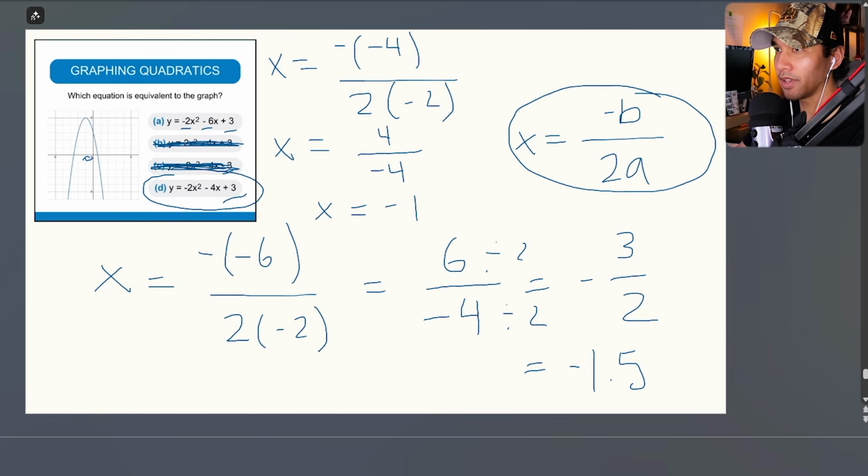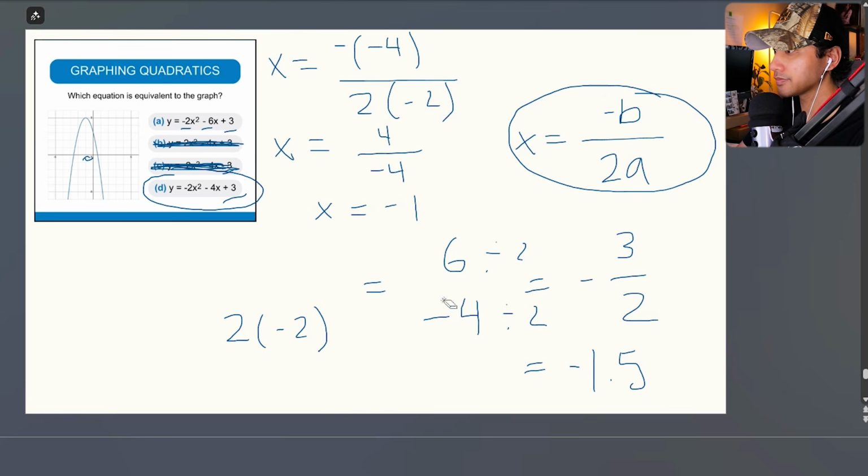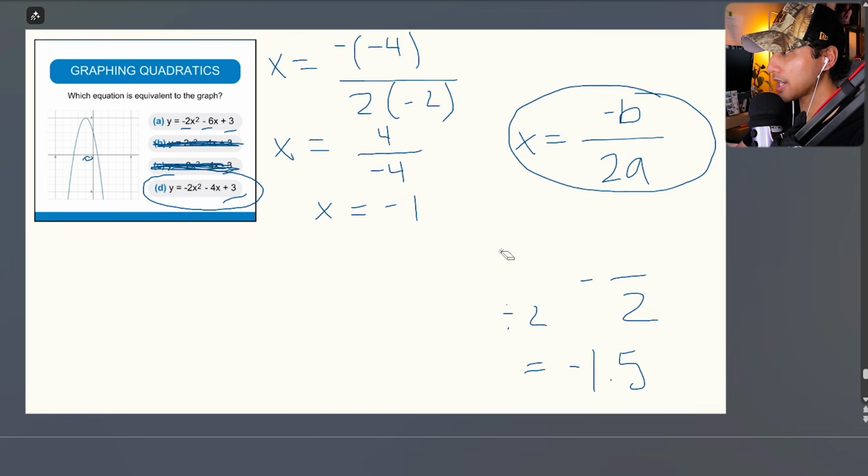But for the sake of the video, let's check it. Let's really double check it and make sure that the vertex is located at negative 1 and then y equaling 5. Let's just check. So let's grab the whole equation.